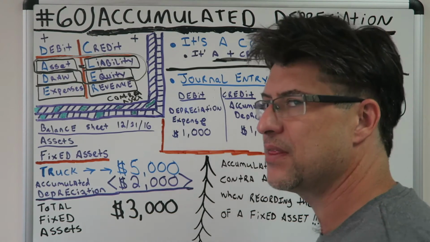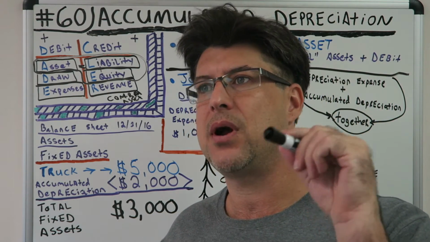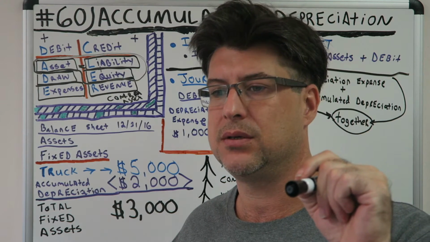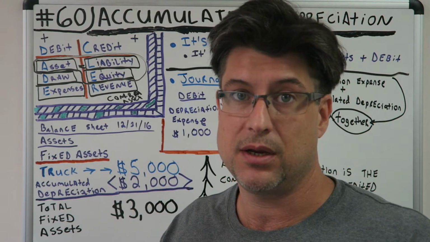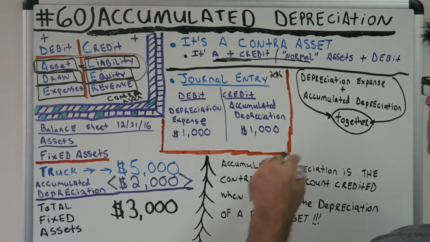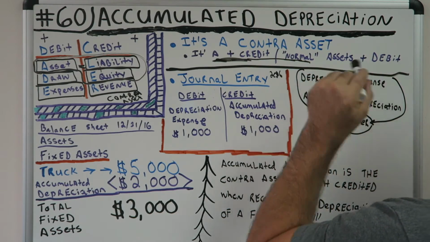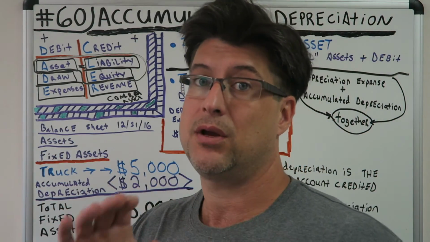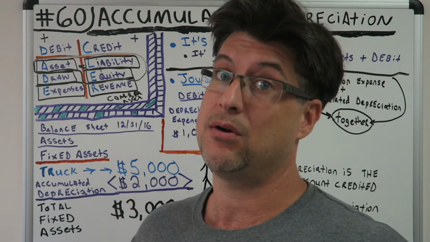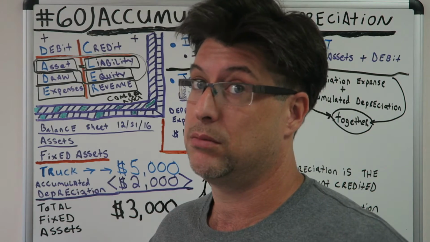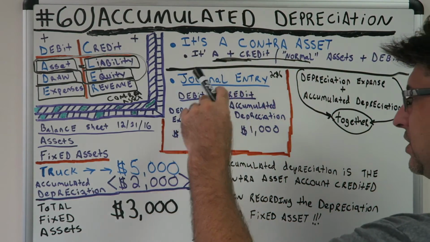Now, to have a negative amount on the balance sheet for assets is a rarity. I also want to tell you that, I already told you over here, depreciation expense and accumulated depreciation are like biffles, best friends forever. They're always together. I don't think you're going to see one without the other, ever. They're always going to be in journal entries together.